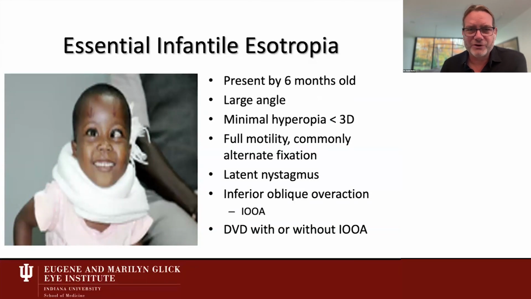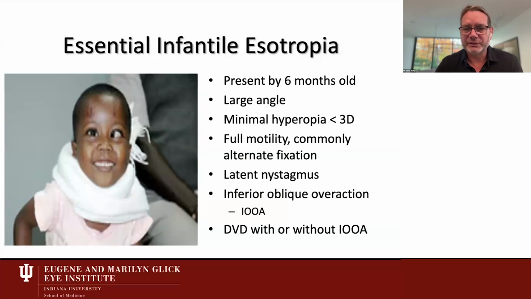The more preferred name recently is essential infantile esotropia. And there are some hallmarks of this. Characteristics are that it's usually a large angle, like you see in the photograph here. By definition, it needs to be present by 6 months of age. They typically are going to have pretty mild, minimal hyperopia. So to be a pure essential infantile esotropia, the hyperopia is typically going to be less than 3 diopters.